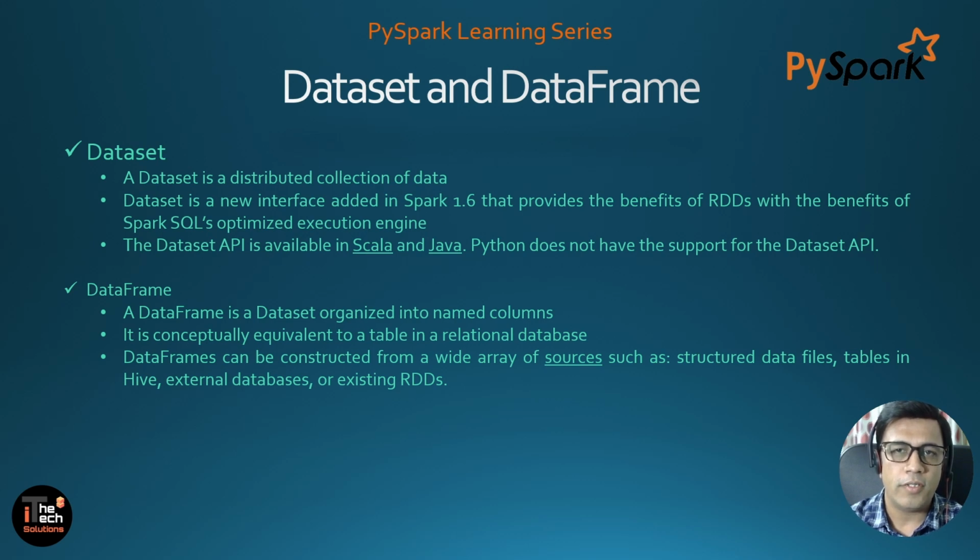It has all the features of RDD, but it has some additional benefits when it comes to optimization. It uses the SQL's optimized execution engine. So we can consider dataset as an enhanced version of RDD, which is more optimized and more efficient than the RDD. It was introduced after Spark 1.6. From then onwards, this dataset was introduced. But dataset is not available for Python. It is only for Scala and Java. Still, Python can process the dataset, but the API support is not present for Python.